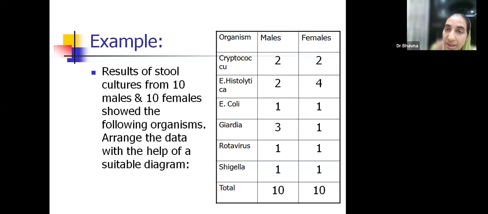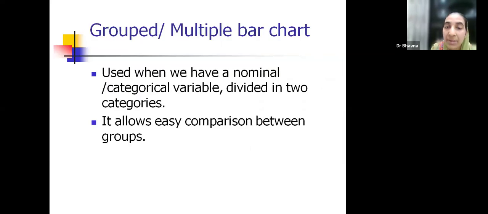But if your concepts are clear and you understand that this is not a one variable table, but the variable has been broken down into 2 variables, and I am comparing males and females here, you will simply give the prompt, draw a multiple bar diagram, draw a grouped bar chart, and the software will give you the chart. I'll show you a demonstration also in a couple of minutes. That is going to make things a little more clear. But all you have to remember in this theory part is that it allows easy comparison between groups.